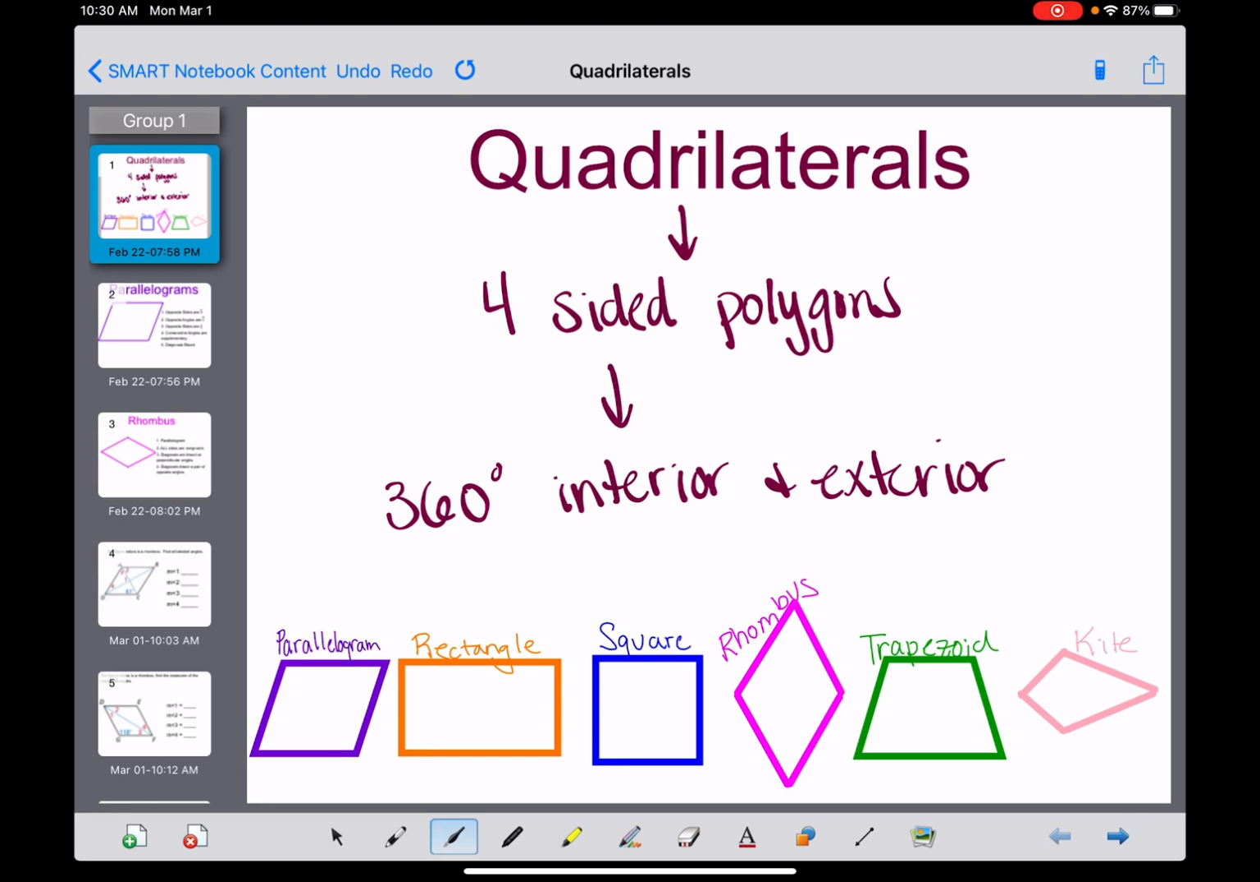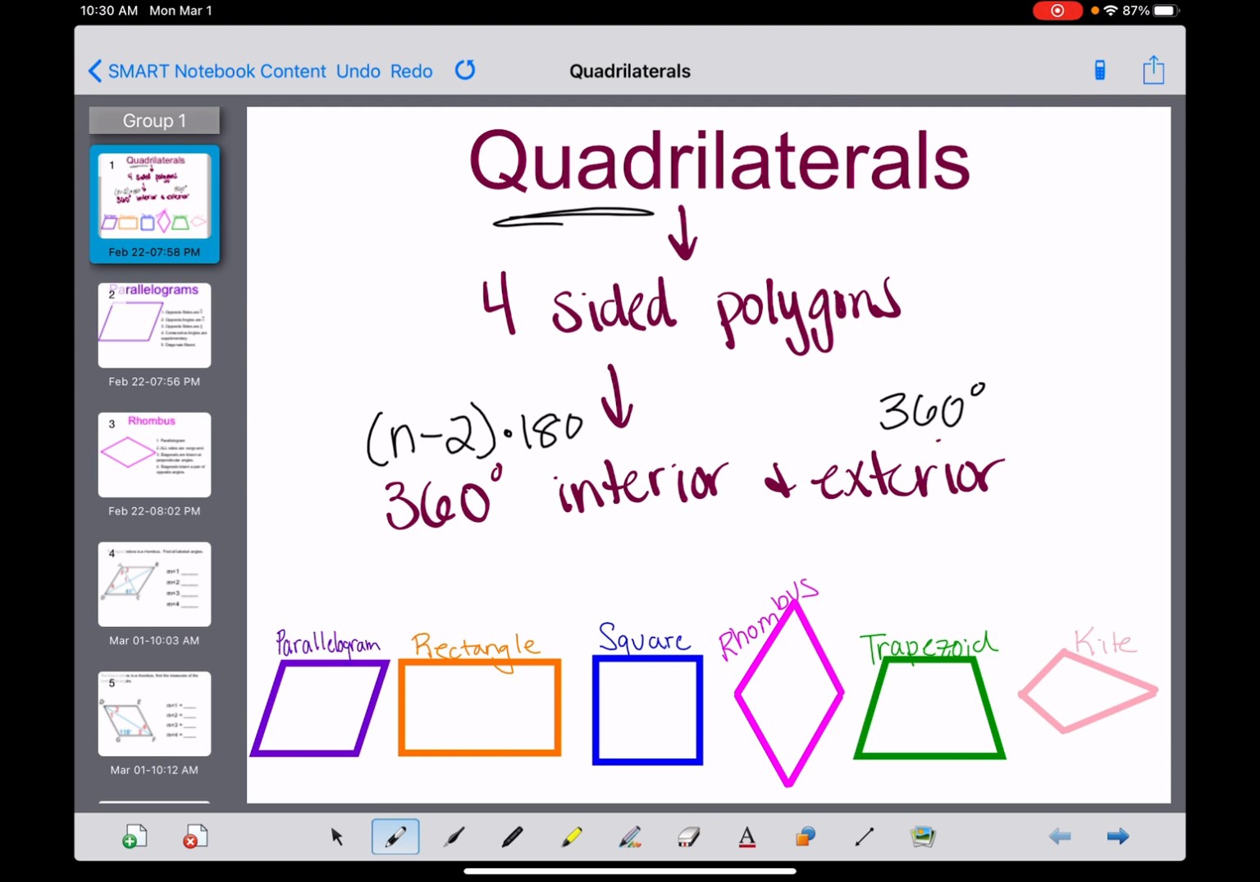So our focus this unit is on quadrilaterals. We've already learned a lot about quadrilaterals. We have learned that they are four-sided figures, that the interior angle sum is 360 degrees, and we got that by taking our number of sides, subtracting 2 and multiplying it by 180, and that their exterior sum is also 360 degrees because for all polygons, no matter how many sides, the exterior sum is 360.